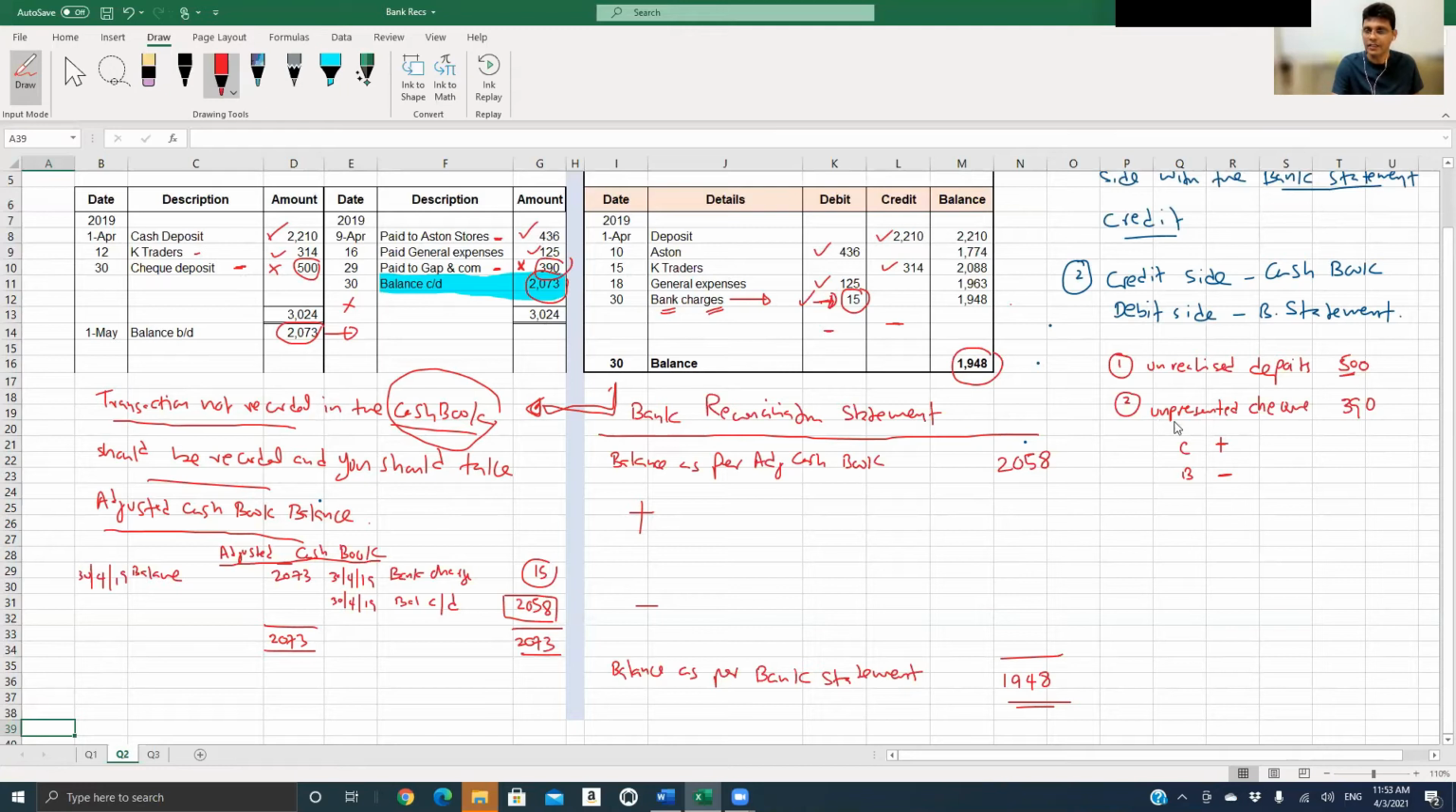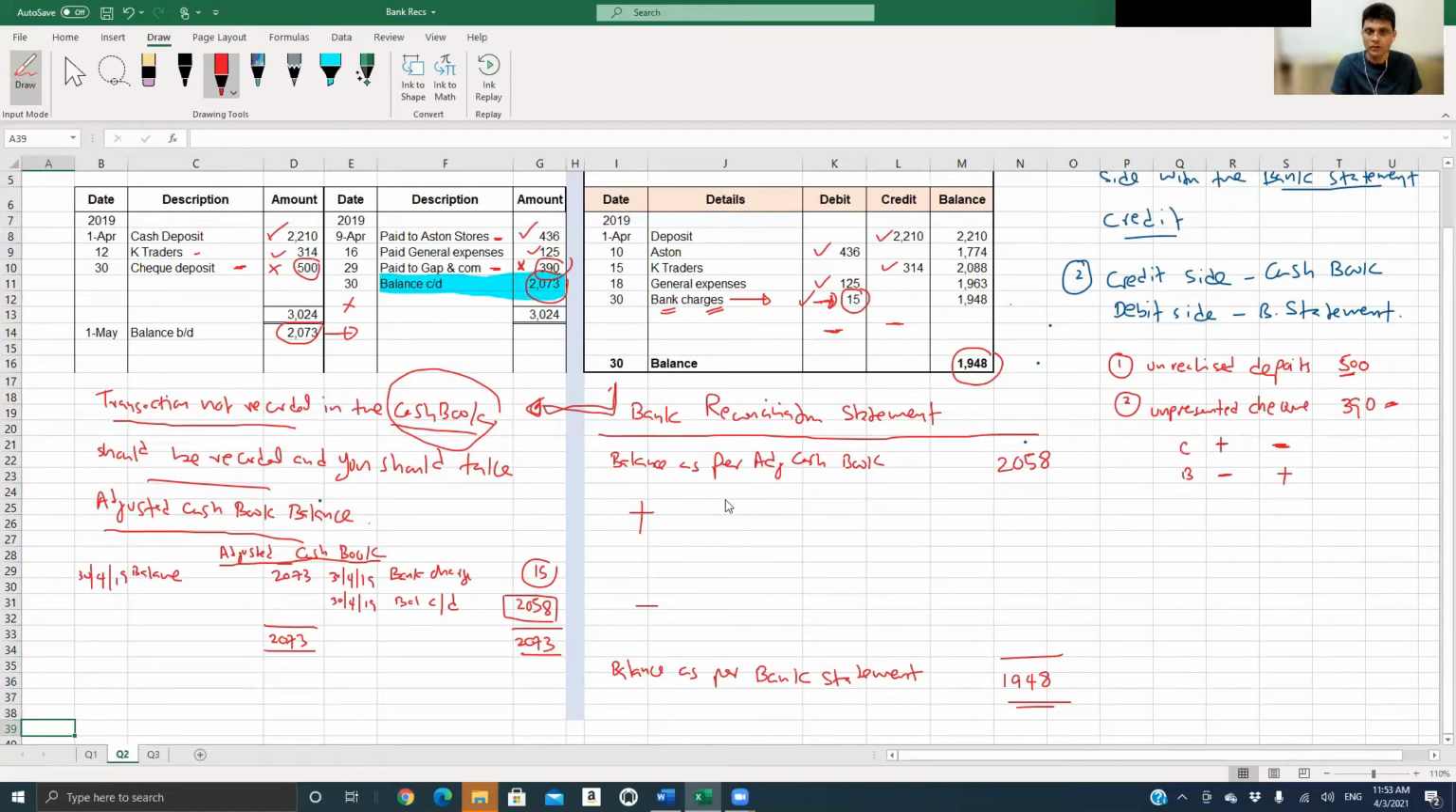Okay. Then the second one, unpresented check 390. We have issued this check. So therefore our cash book balance reduced. But in our bank statement, the bank has not presented this check 390. So until they receive the check, they will not debit our account. So therefore, our bank balance is more by 390.